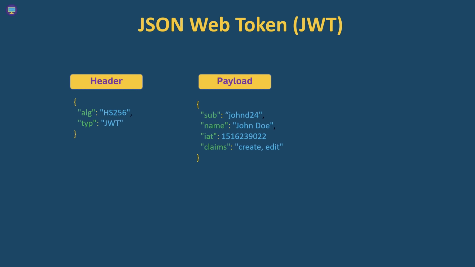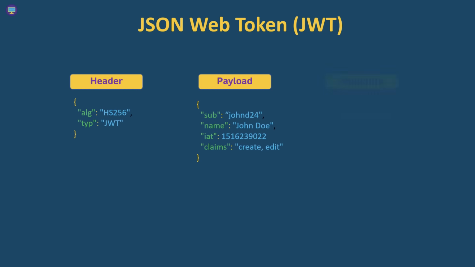The payload is going to contain information about the user or the entity the token is for. Let's say my name is John Doe, so this token is for me. You can see my name on it, my username. Let's say the subject, John24, is my username, and the time it was issued, the claims that I have, or the permissions or authorities that I have. So I can create, I can edit, and that's just an example that I'm showing you. The point is the payload is going to contain information about the owner of the token.